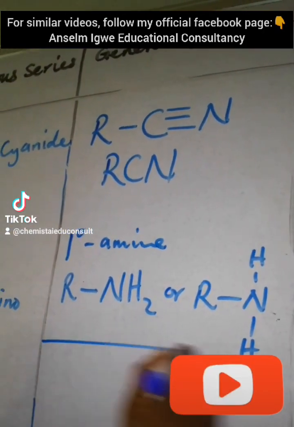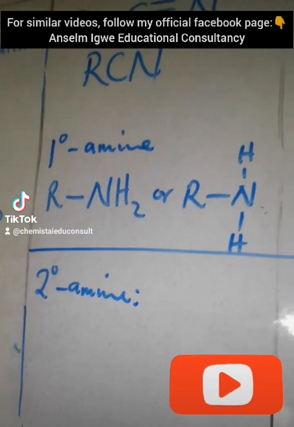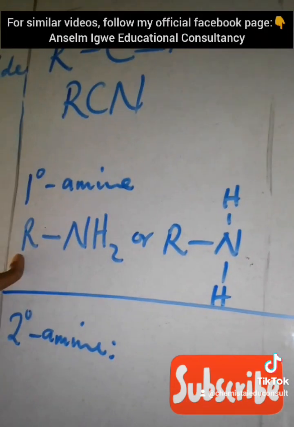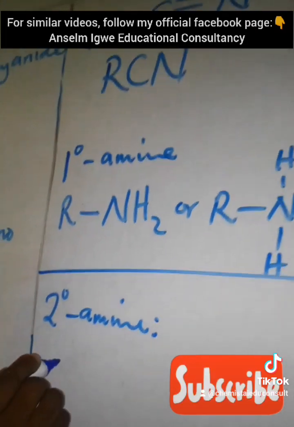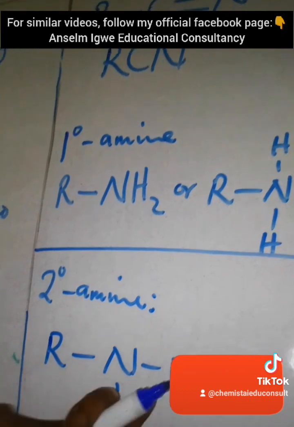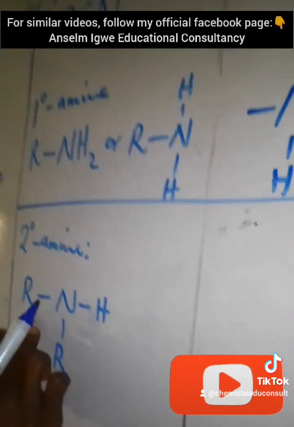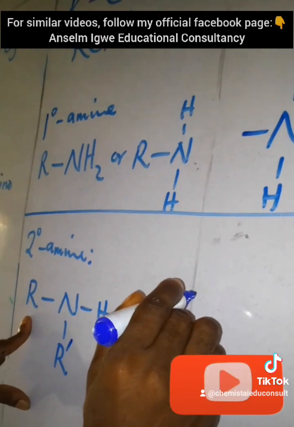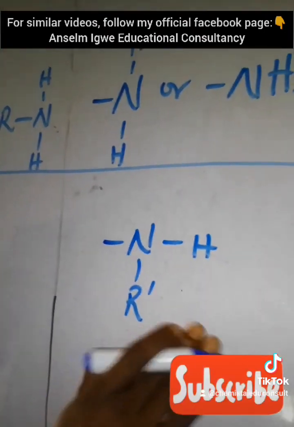Okay, let's look at secondary amine. Primary amine contains one alkyl group attached to the nitrogen in amine. But secondary amine contains two alkyl groups. So the general formula for secondary amine is R, N, R, then one hydrogen. Secondary amine must have one hydrogen. So the functional group for secondary amine is when you remove the main alkyl group, you have N, R prime, H. That is the functional group.